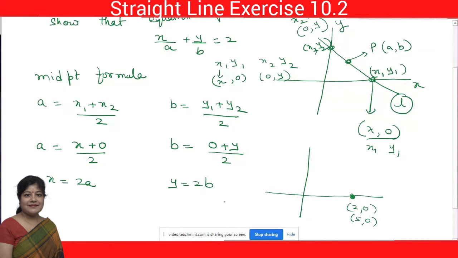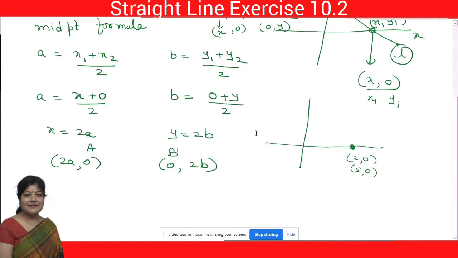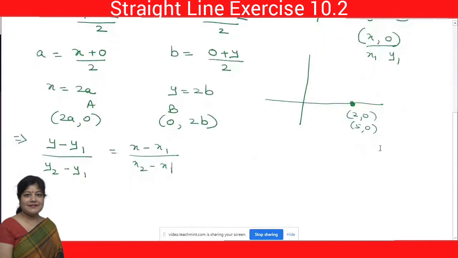Okay, ma'am. Now the points become what? 2a comma 0 and 0 comma 2b. Now these are the 2 points. Now if we want to find the equation of a line passing through 2 points, what is its equation? Y minus y1 over y2 minus y1 equals x minus x1 over x2 minus x1.